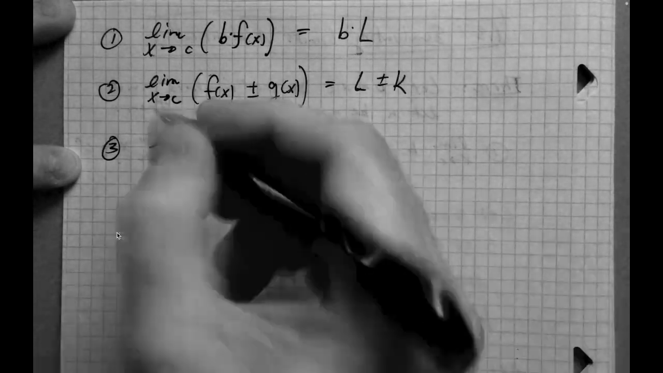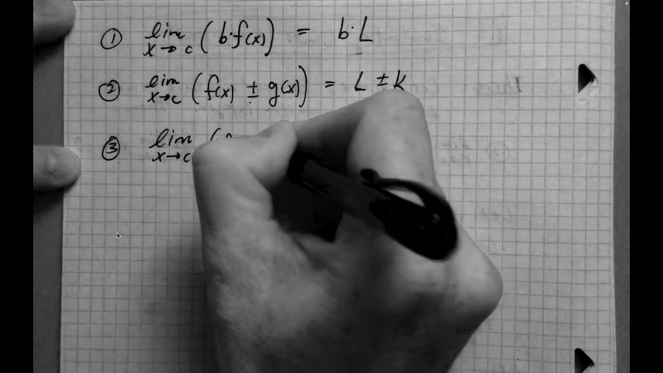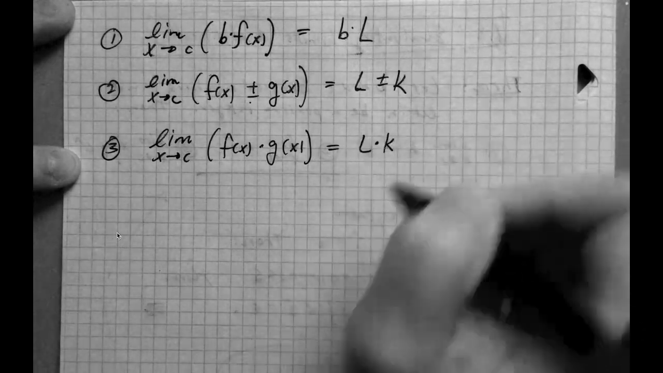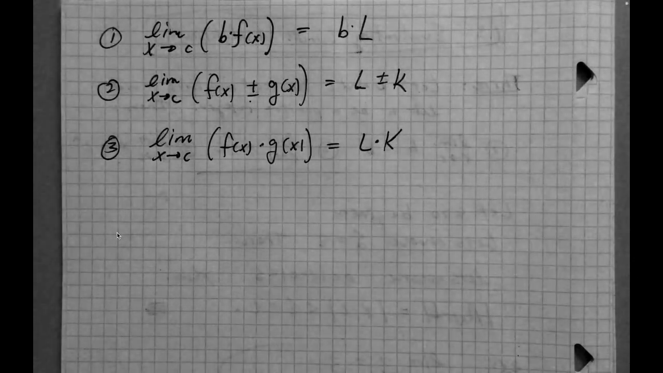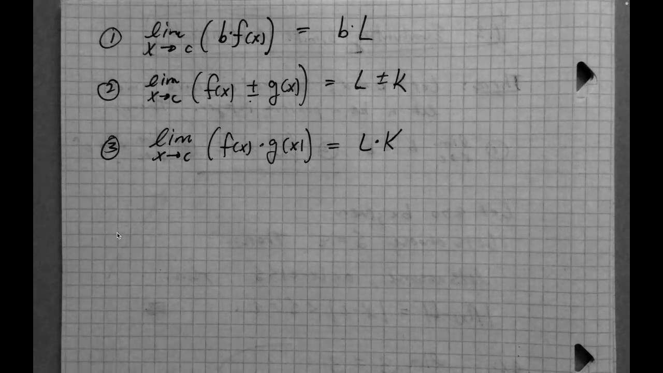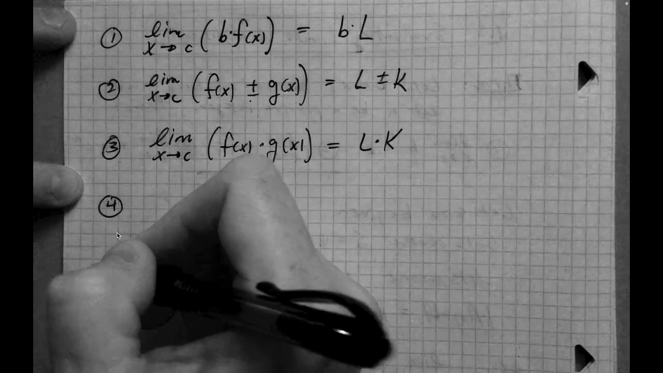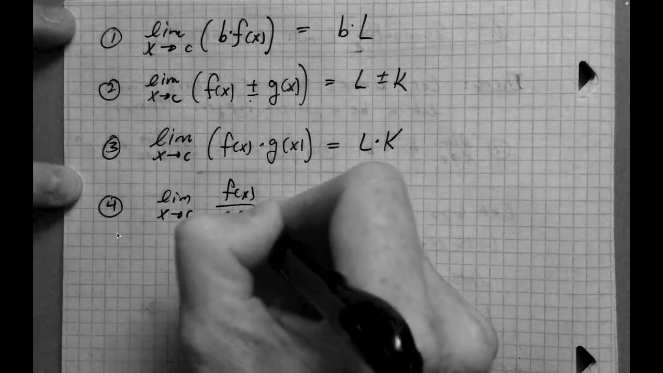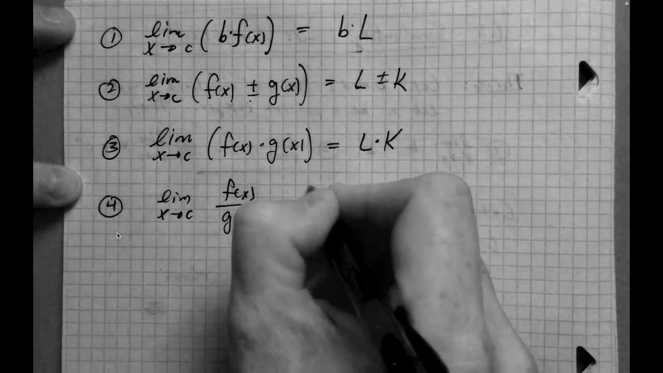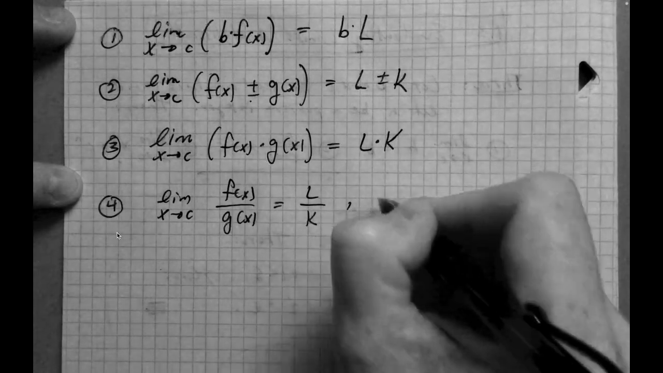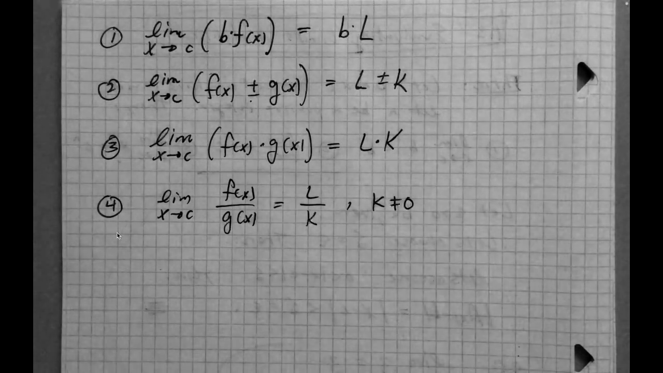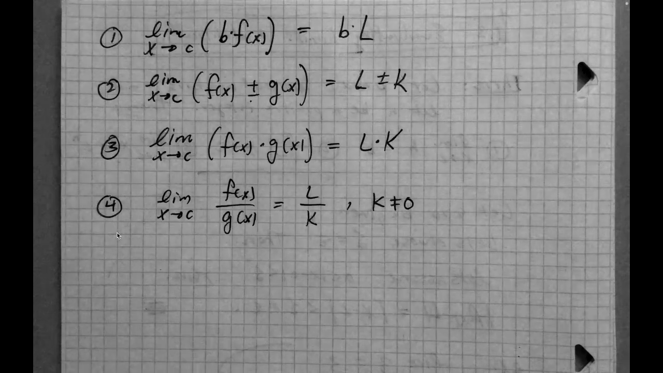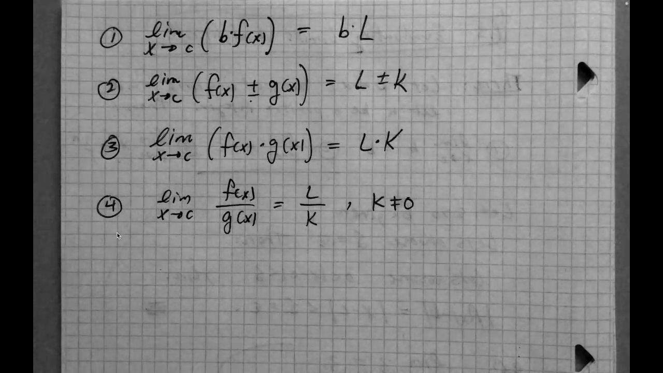So the product first. If it's f of x times g of x, then the limits are nicely the product. It may not be obvious why that's the case, but that is the way it works. Then the ratio is there as well. The limit as x approaches c of f of x divided by g of x is equal to L over K, provided that K is not equal to 0. So if the limit of g is 0, then the limit of the ratio of f over g is not necessarily defined. This doesn't hold in the case of K equals 0.